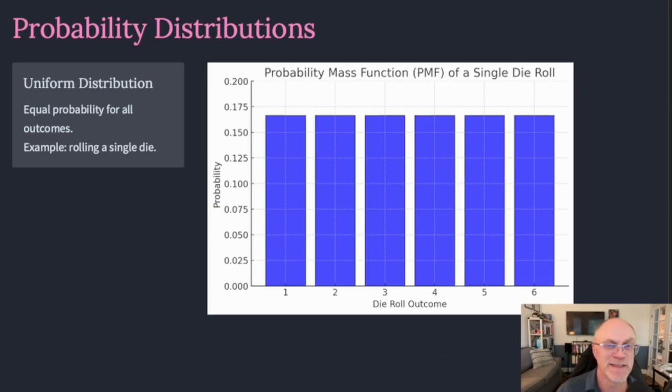Another distribution would be the uniform distribution. So in this case, every possible value has an equally likely chance. So if you roll a fair six-sided die, this graph shows you that 1 through 6, they've all got an equal chance, 1 in 6, of coming up and being the value.